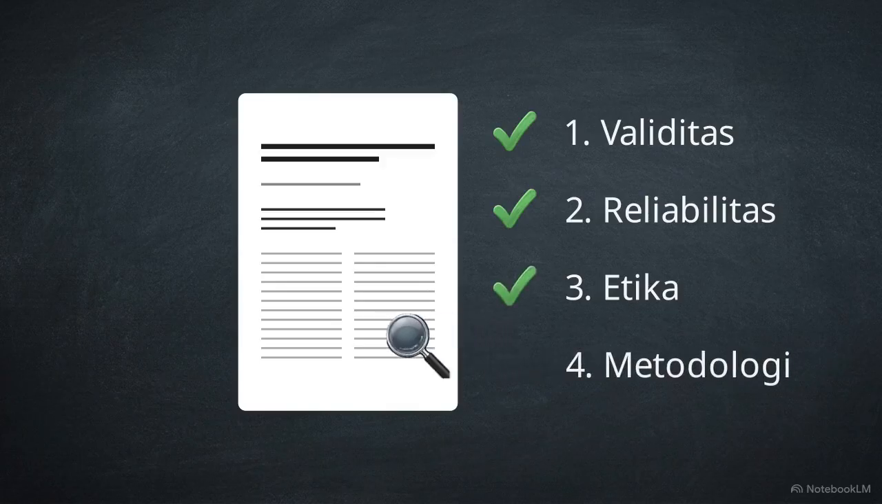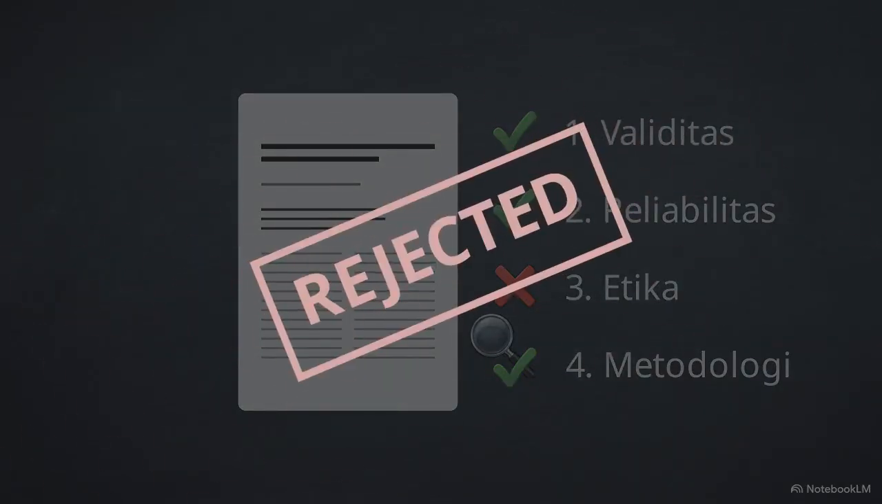Fourth, we look at the methodology. Was the overall design and analysis appropriate for the population being studied? A study must satisfy all 4 criteria. If it fails even one, the findings cannot be accepted as objective truth.